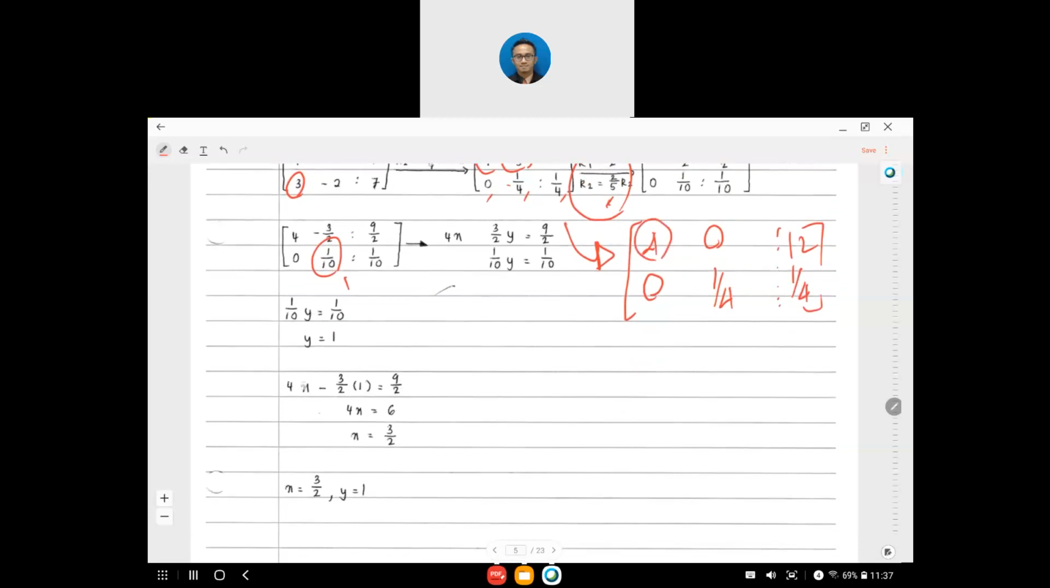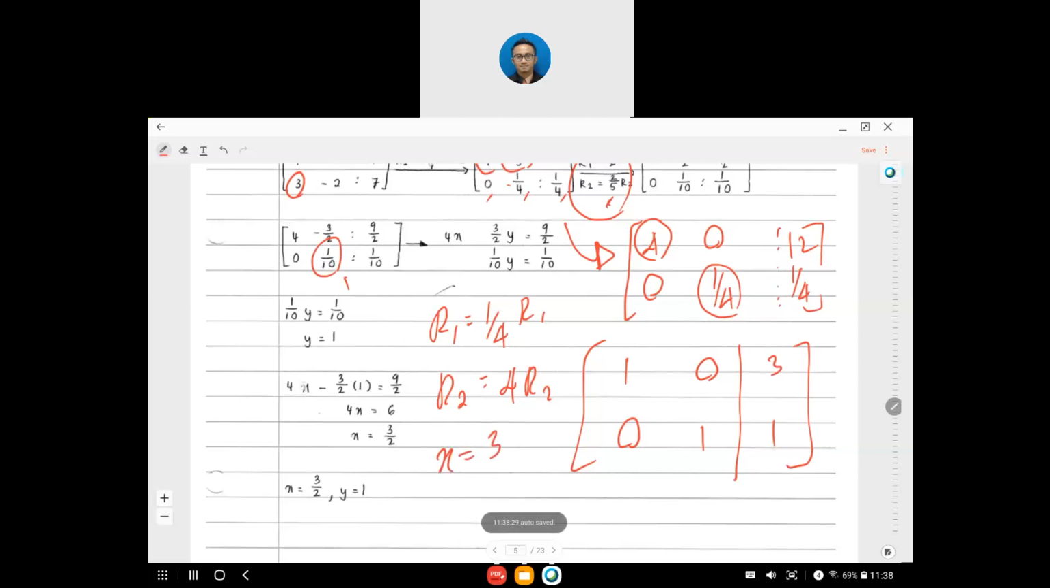And then change. This one become 1. This one become 1. So row 1 equal 1/4 row 1. And then row 2 equal to 4 row 2. So what you get? Nah, awak faham tu ya? Saya tulis gitu ya tu berterabur dah ni. Saya tak ada space. Okay, so you can get 1, 0 and then 3. Okay, and then 0, 1, 1. Okay, so your answer is x equal to 3, y equal to 1. Okay, betul tak? Dapat?